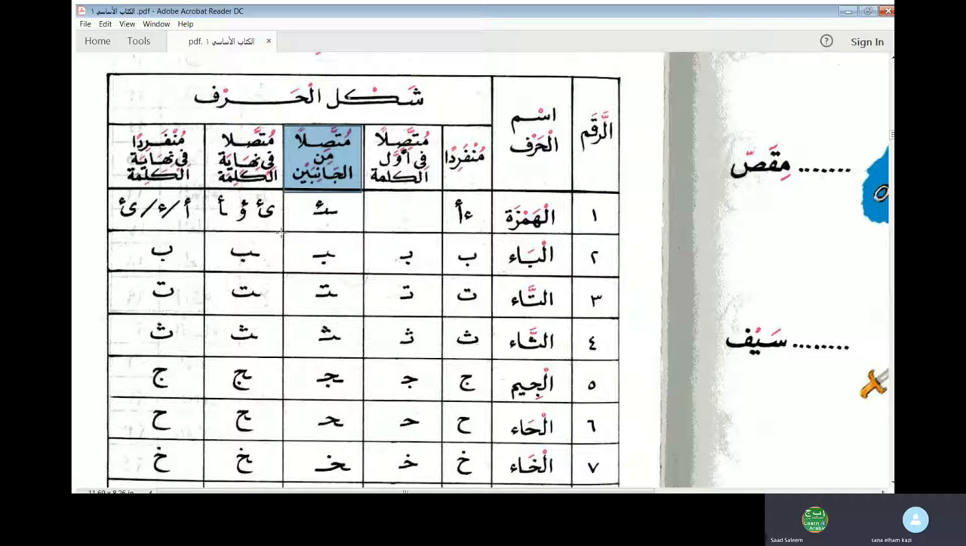Joined from both sides. When it is joined with the two sides. Do you have any example for ba when it's joined by two sides? Ibnati or ibn. Okay, correct. So in that word, the shape of ba will be like this.